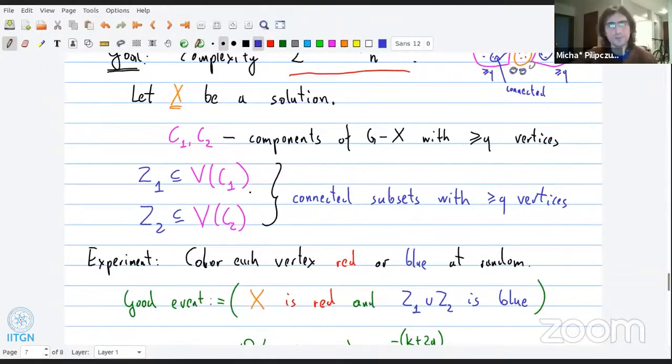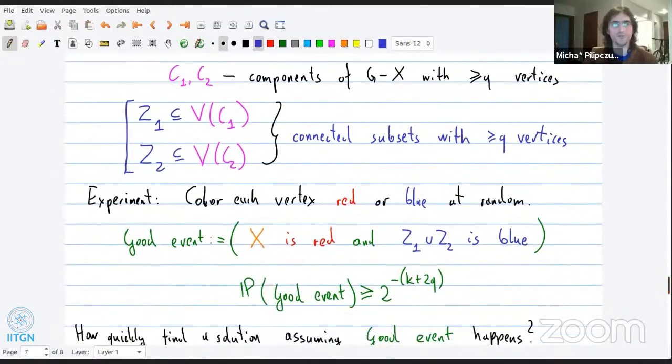So we are distinguishing some Z1 and Z2, and we care only about making them blue, right? In some sense, you should think of Z1 and Z2 as small witnesses that C1 and C2 have the required properties. Because if C1 and C2 indeed have Z1 and Z2, they are automatically of size at least Q. So the good event is that the separator itself becomes red, while the witnesses, Z1 and Z2, become blue. There are here 2Q vertices in Z1 and Z2. There are at most K vertices in X that should become red.